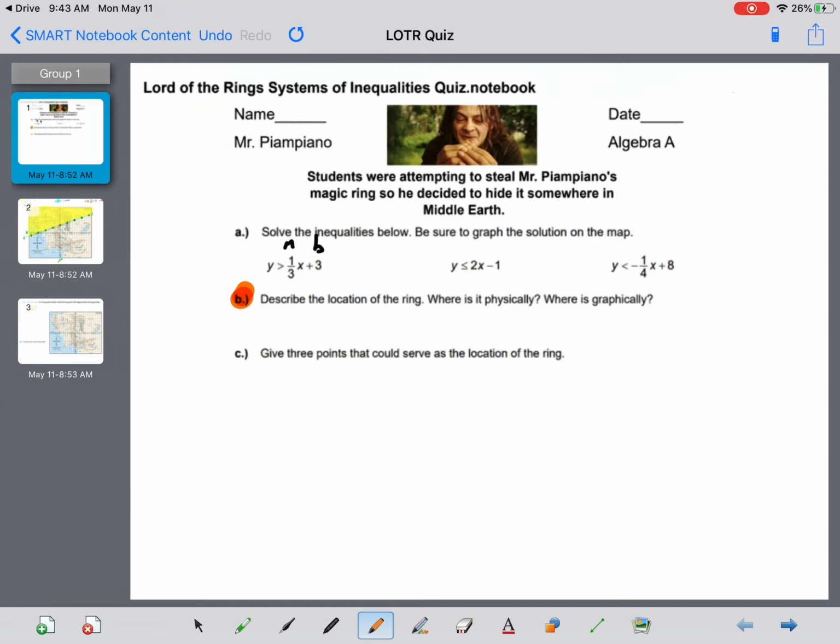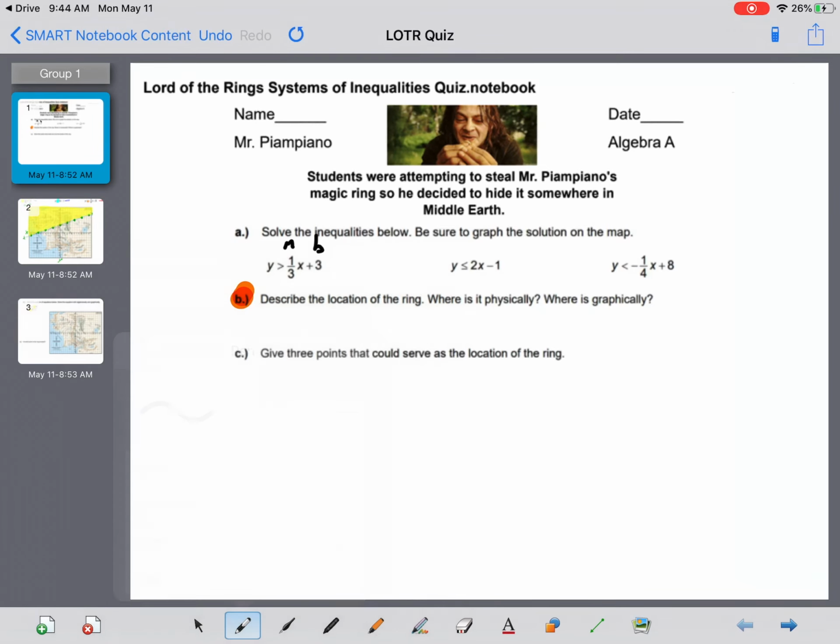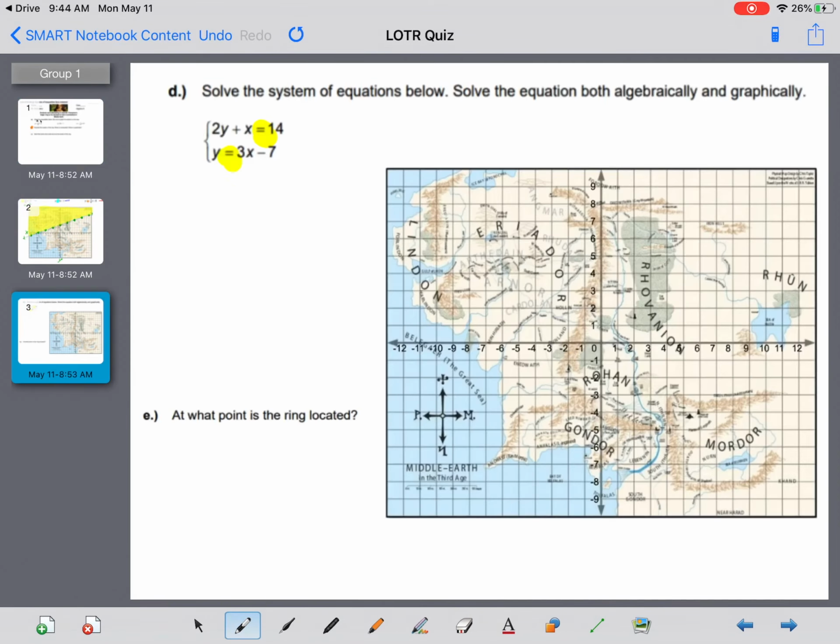Where all three shaded regions overlap, you are going to put that as your answer for B, the location of the ring. Give 3 points that could serve as the ring's location. Again, you're going to pull those out of your shaded region.